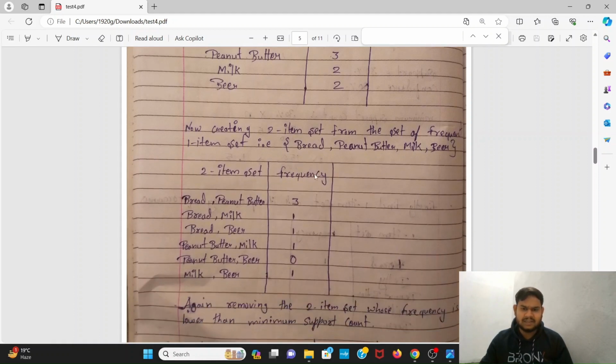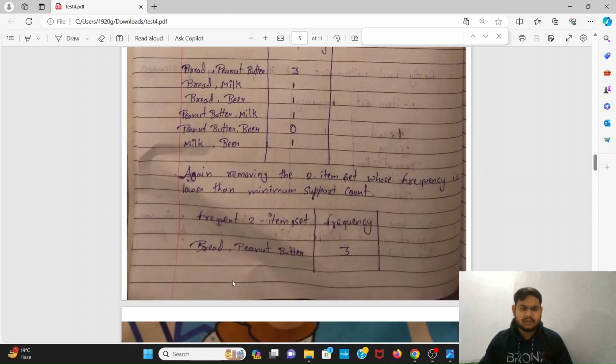Now creating two-item sets from the frequent item sets, that is bread, peanut butter, milk, beer. Two-item sets: bread, peanut butter frequency 3; bread, milk frequency 1; bread, beer frequency 1; peanut butter, milk frequency 1; peanut butter, beer frequency 0; milk, beer frequency 1.